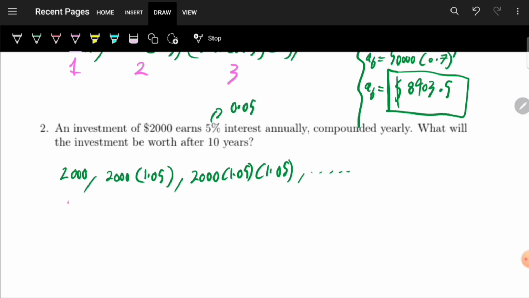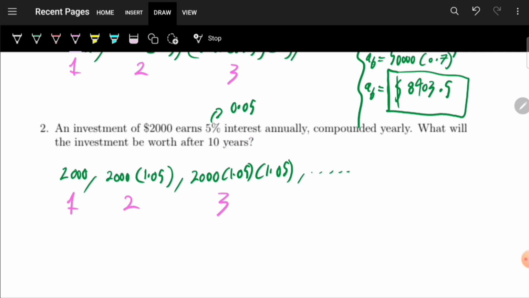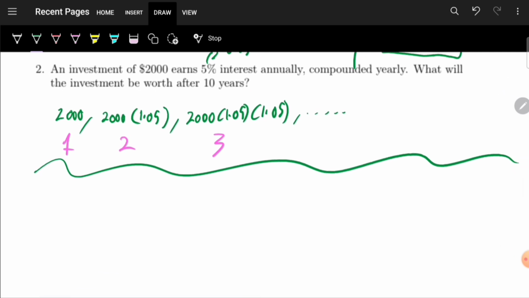And like before, this is term 1, this is term 2, this is term 3. Term 2 represents what our investment is worth after 1 year. Term 3 represents what our investment is worth after 2 years. So we notice that the term number is 1 ahead. If we want to know what happens after 10 years, we have to figure out the 11th term.